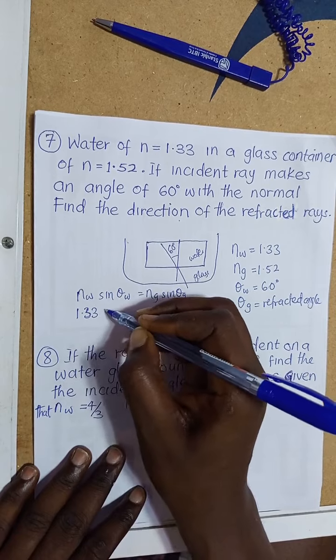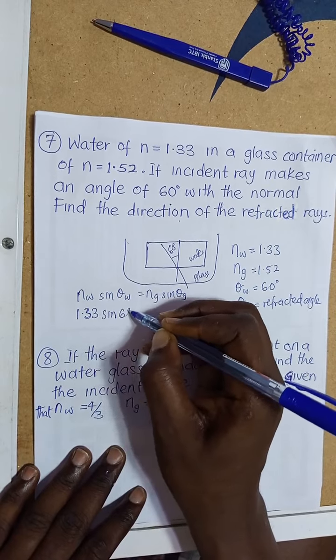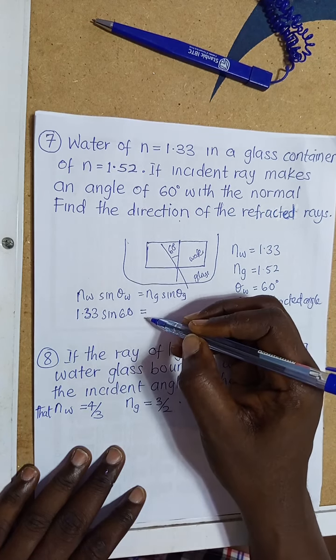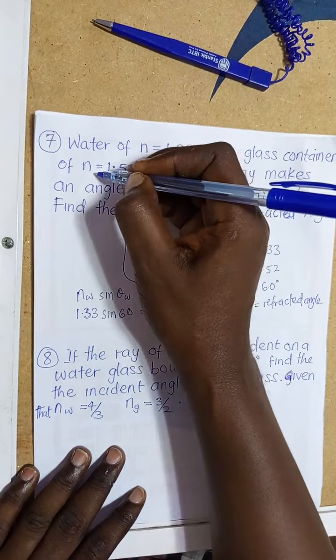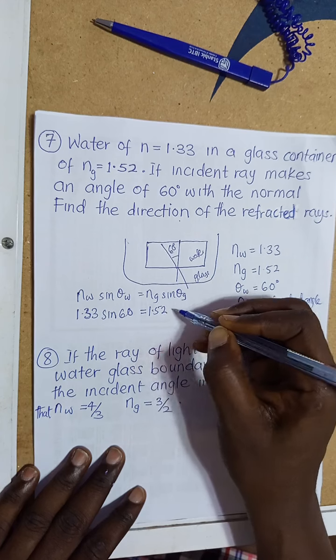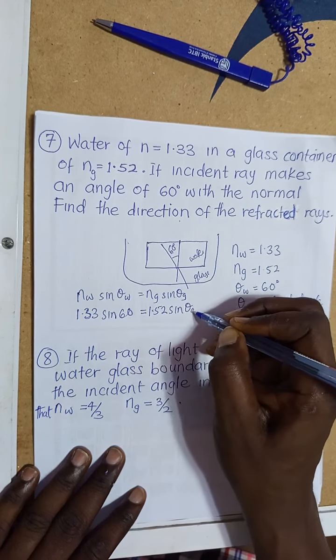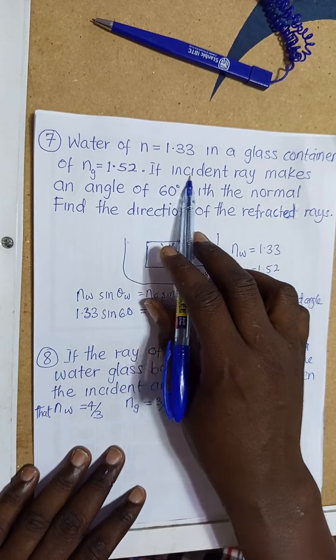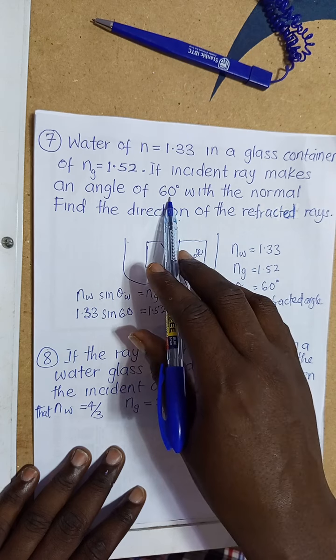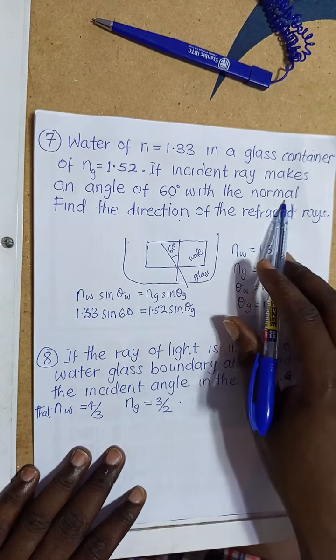1.33 sine 60 equals what? The theta in glass is what? This is for glass: 1.52 sine theta in glass. Remember, say the incident ray makes an angle of 60 degrees with the normal.